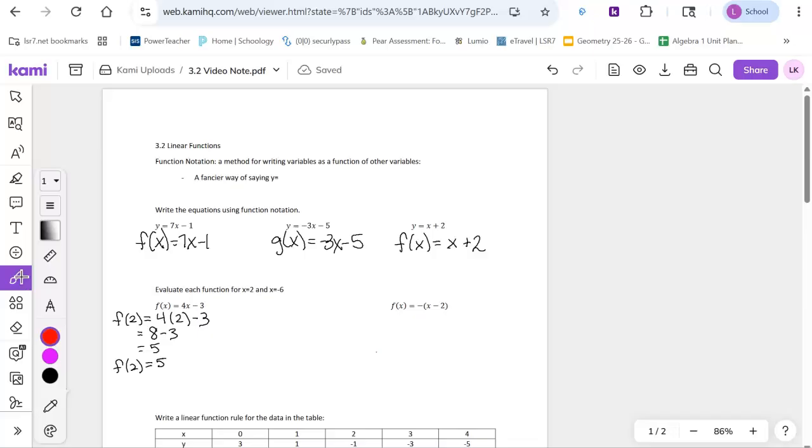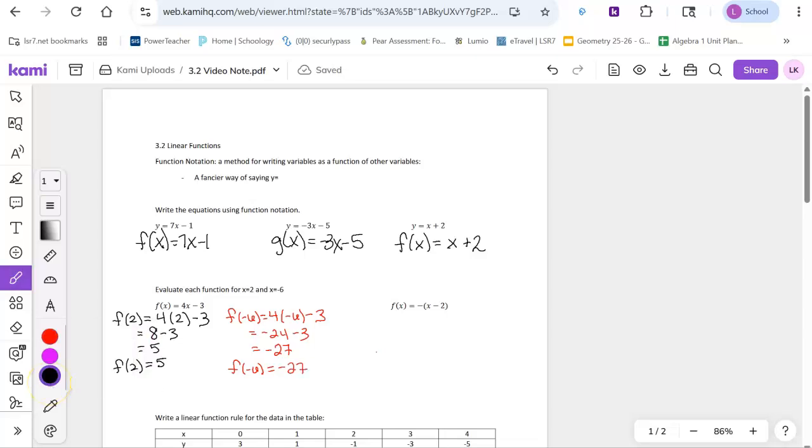We're going to do the same thing for negative 6. So f of negative 6 equals 4 times negative 6 minus 3. 4 times negative 6 is negative 24. Negative 24 minus 3 is negative 27. So I have f of negative 6 equals negative 27.